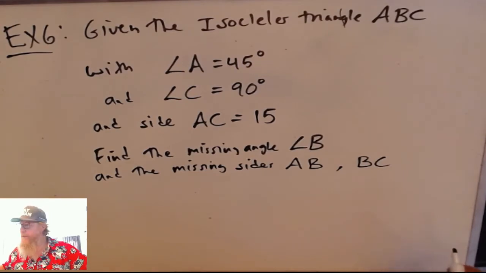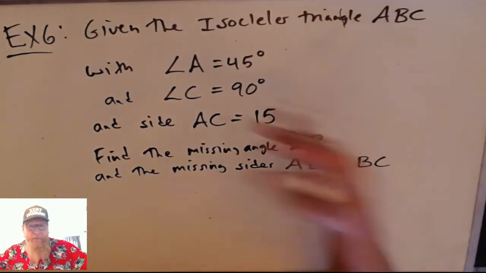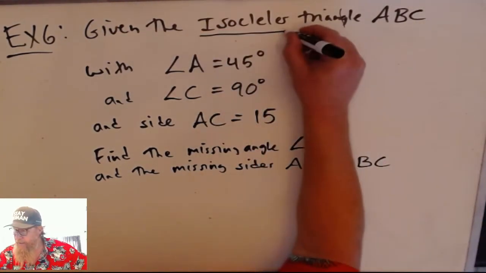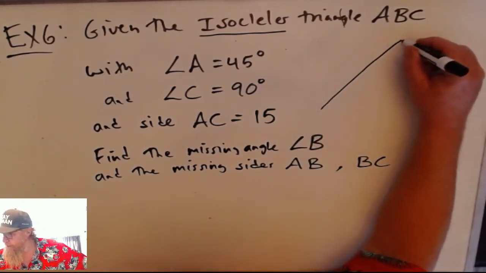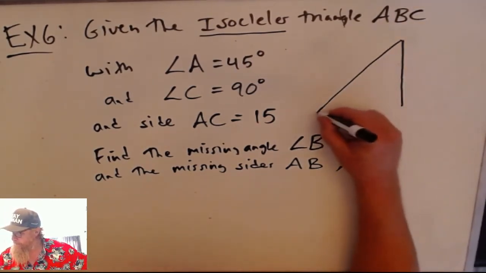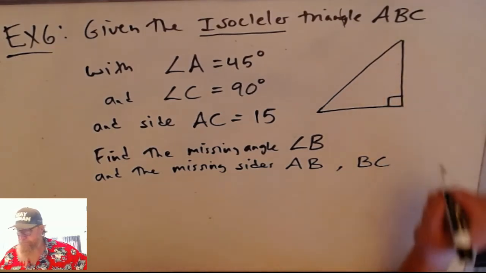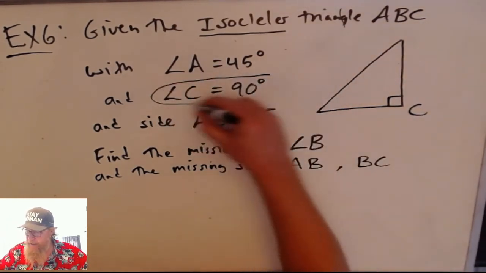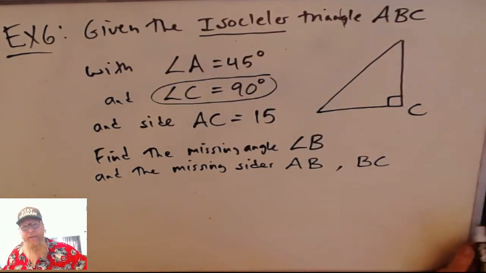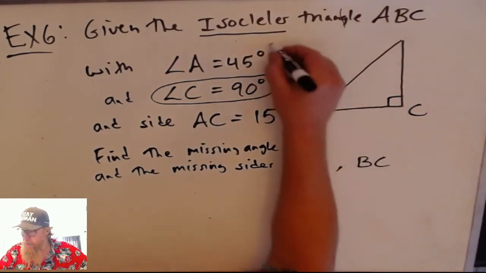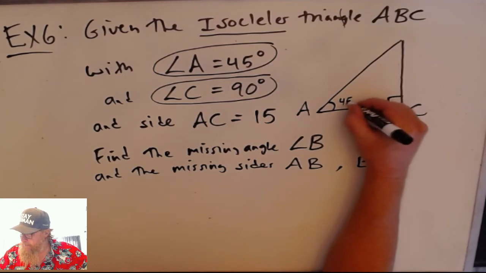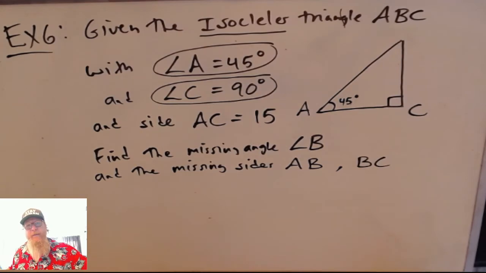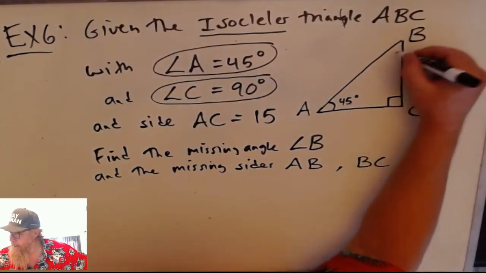Okay, so what should we do here? Let's draw the triangle. Read it, draw it. I'm going to save this space down here for calculating. So we have an isosceles triangle. It means that two of the sides are equal. Angle C is 90 degrees, so there's my 90 degree right here, angle C. Angle A is 45 degrees. Angle B is the unknown angle.